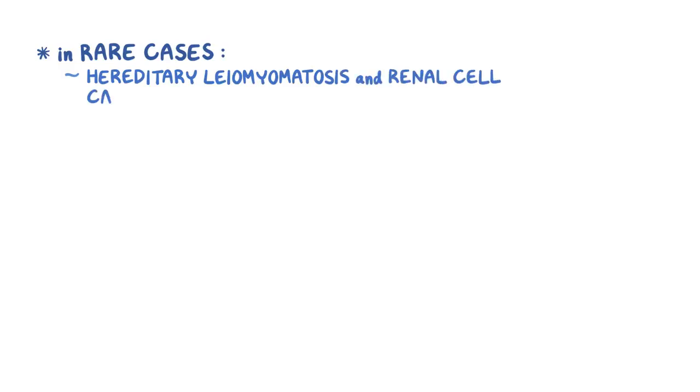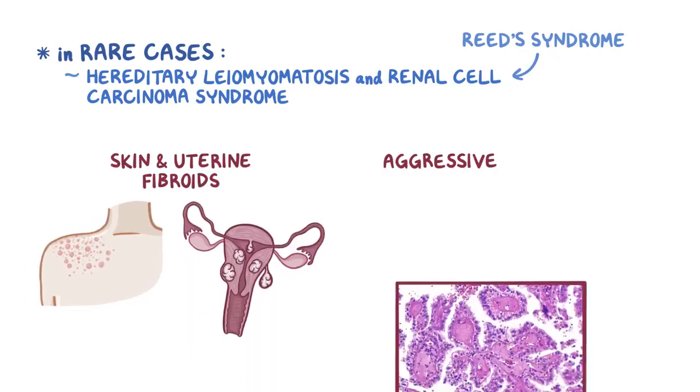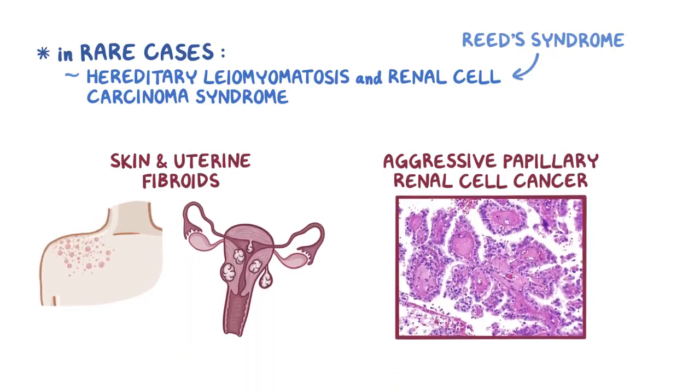Finally, in rare cases, fibroids are linked to a hereditary condition called hereditary leiomyomatosis and renal cell carcinoma syndrome, also called Reed syndrome, which causes skin and uterine fibroids and an aggressive form of papillary renal cell cancer.